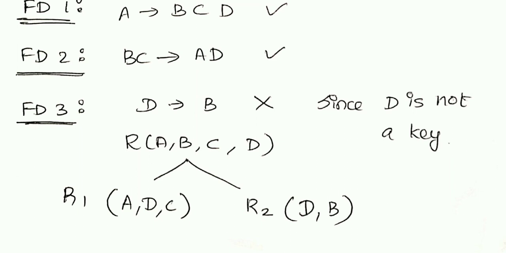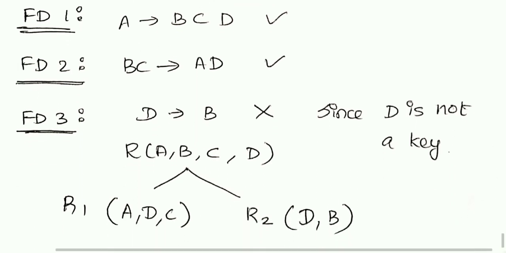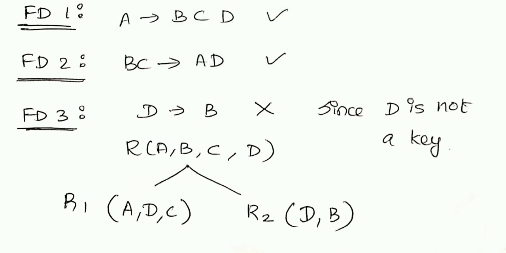Now check R1. R1 has the attributes A and C, along with D because D is there, so D, A, C. Here you have the key A. A determines D and A determines C. So this table also satisfies third normal form and BCNF. Is this clear? So the schema R has been divided into two tables, R1 and R2.